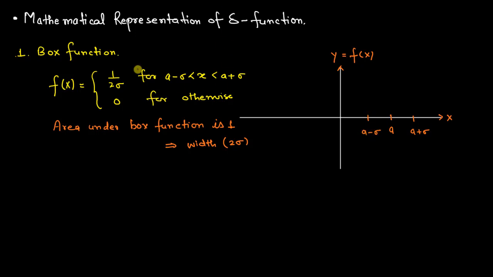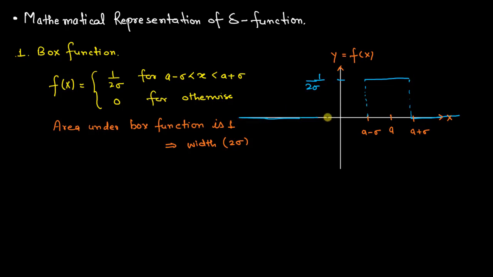So the value of this box function between this limit is some finite quantity, which is 1 by 2 sigma. And at all other points, the value of the function is 0. So it has two discontinuities, one at a minus sigma and one at a plus sigma.